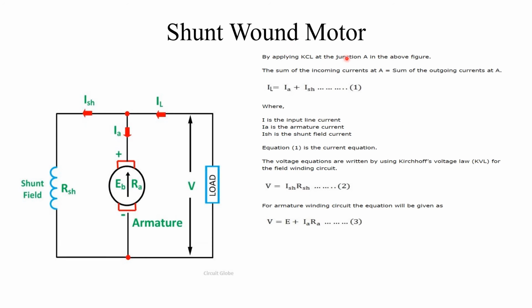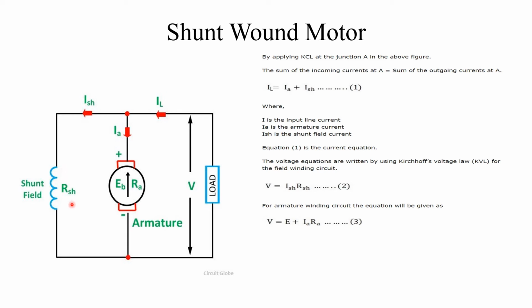Shunt wound motor. Shunt means my field winding is connected in parallel with my armature. This shunt wound motor comes under self-excited. Self-excitation means it will not depend on an external source; it will be excited by its own. Through the armature there will be some residual flux, and through that flux it will excite itself.